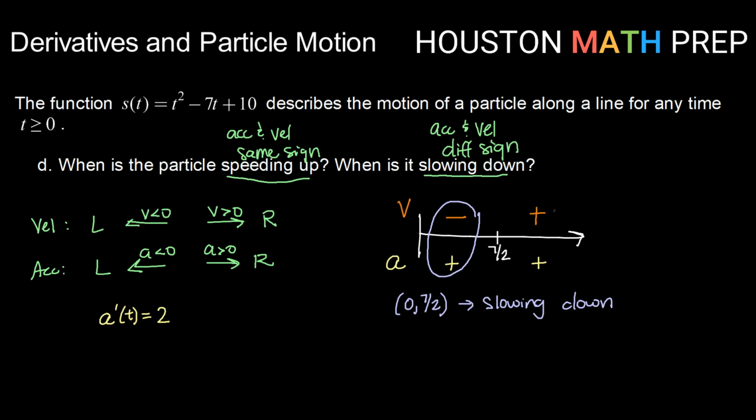And from 7/2 to infinity, because the velocity and acceleration have the same sign, our particle is speeding up. It's moving to the right and accelerating to the right, so those forces are working together to speed the particle up.